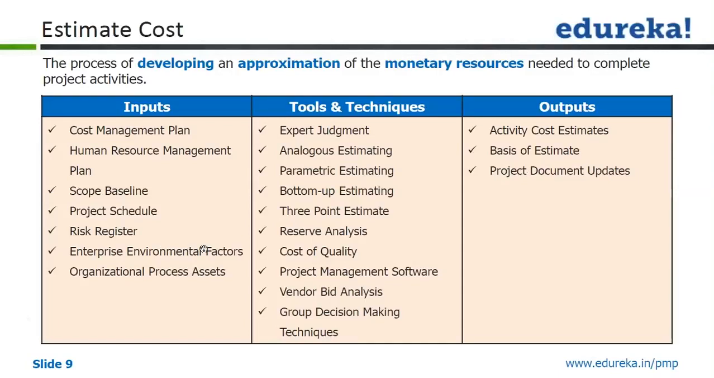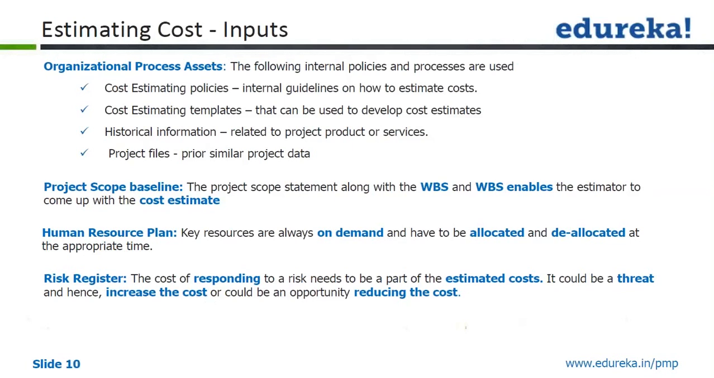Now we'll see one by one in subsequent slides, because they're already listed over there. So these are the inputs for estimating cost. Organizational process assets: the following internal policies and processes are used, such as cost estimating policies, cost estimating templates, then historical information, project files, and prior similar project data will be used from organizational process assets as an input. Then the project scope baseline, which is essentially a combination of three documents: the project scope statement, work breakdown structure, and WBS dictionary.